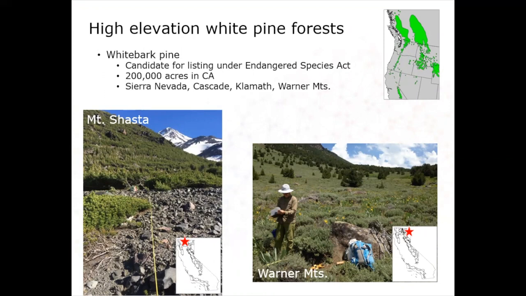Whitebark's a candidate species under the Endangered Species Act. And so what that means is if it's listed, the activities in its habitat, which includes over 200,000 acres in California, are going to be affected. That's ski areas, roads, reservoir infrastructure. Now, whether or not it's listed, land managers are going to be likely obligated to monitor it over the upcoming year. And so that's what's driving this project.